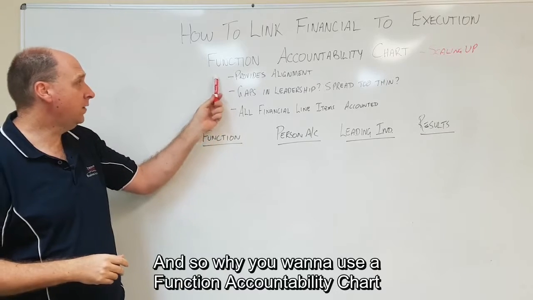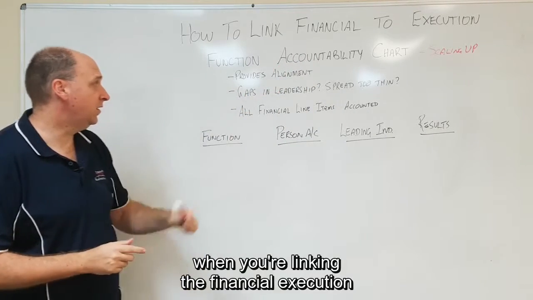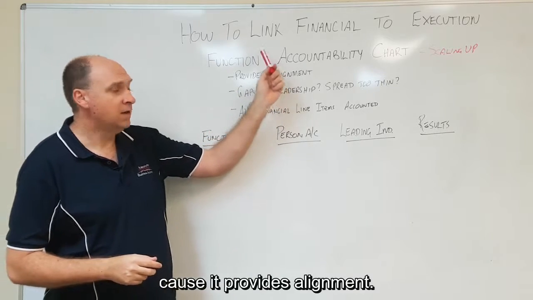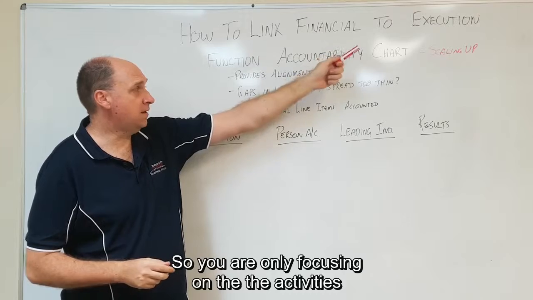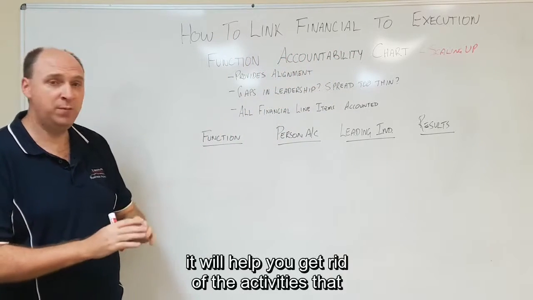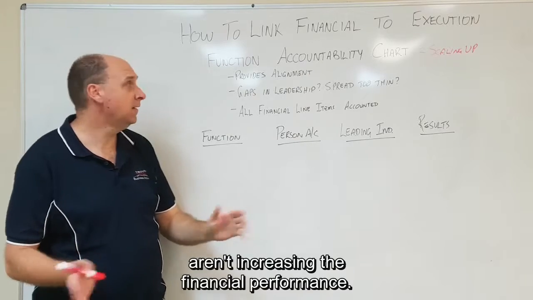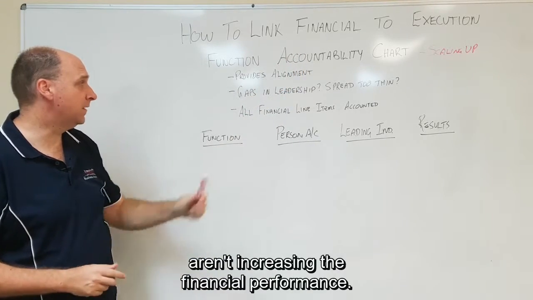And so why do you want to use the Function Accountability Chart when you're linking the financial to execution? Because it provides alignment. So you're only focusing on the activities that link back to the financial. So it will help you get rid of the activities that aren't increasing the financial performance.